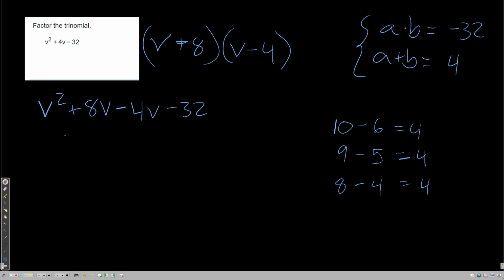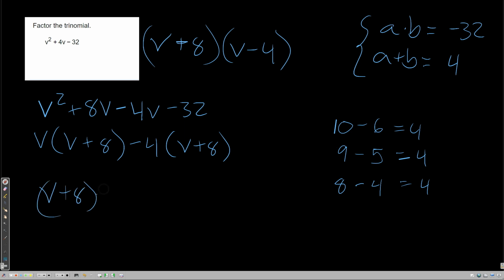Okay, and then from the first group V factors out, you're left with V plus 8. And from the second group, a minus 4 factors out, you're left with V plus 8. You have to get V plus 8 over here or it won't be able to continue. Well, then the V plus 8 factors out of both of those and you're left with V minus 4. But that's exactly what we already wrote down. So when they have a leading coefficient of 1, that's a very easy and desirable case.